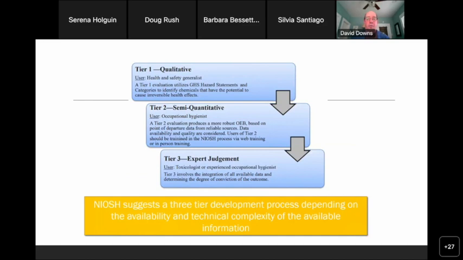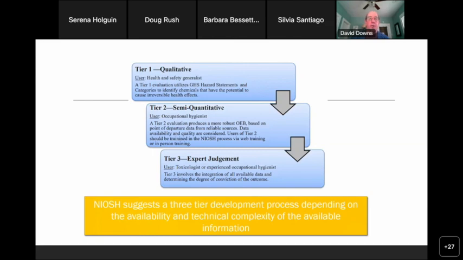They also put together what they called a 3-tier development process, and tier 1 was intended so that really an industrial safety, industrial hygiene generalist would be able to implement that process, and we'll talk about how that works in a second here. But it wouldn't require a lot of specialized information and knowledge in order to do a qualitative assessment at the tier 1 level.